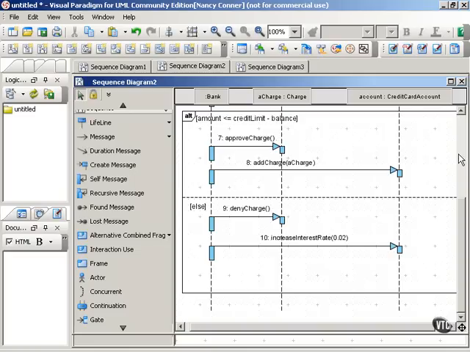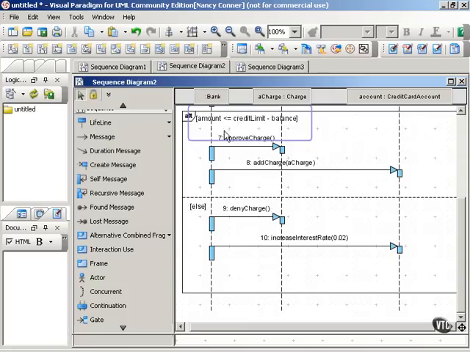These sections are called, in the UML, operands, and each one has a guard condition. Each operand has a guard condition that indicates whether or not the messages contained in that operand, in that part of the frame, will be sent. So if this guard condition is true, if the amount of the charge is less than or equal to the credit limit minus the balance, then these messages will be sent. The bank will send approved charge, and then the bank will also add the amount of the charge to the account.